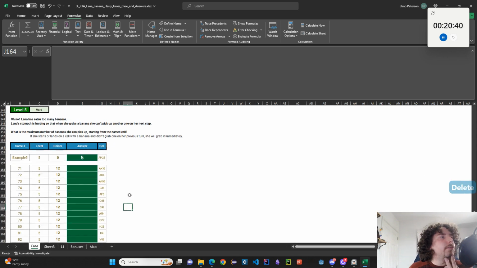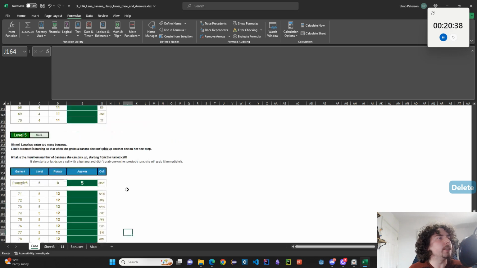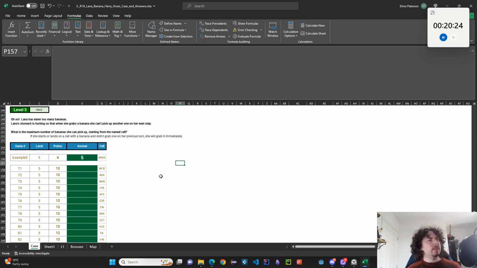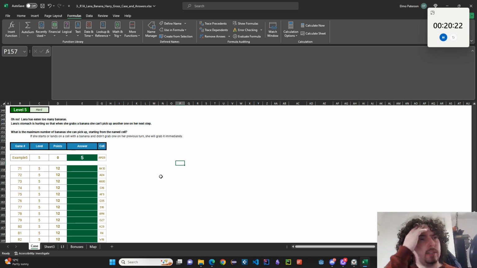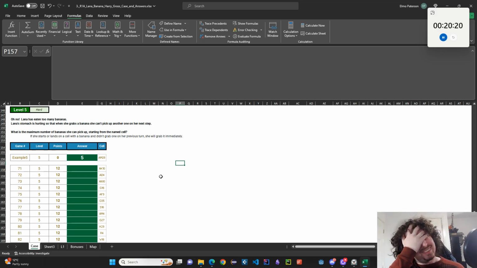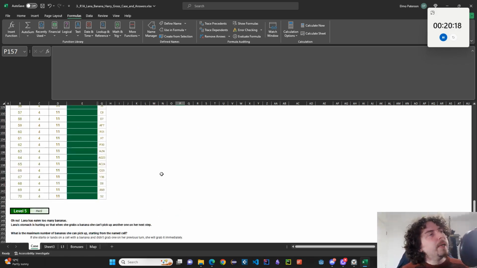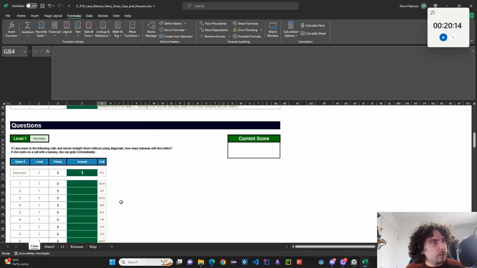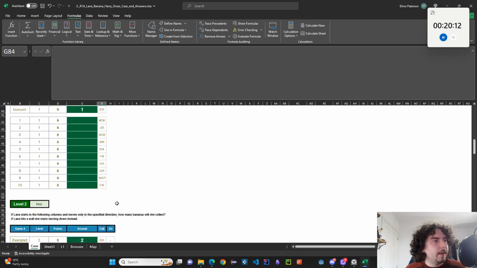And level 5, she's eaten too many bananas. Yeah, it's because she went through levels 1 to 4. Her stomach's hurting, so when she grabs a banana, she can't pick it up on her next step. What's the maximum number of bananas she can pick up? If she starts or lands on a cell of a banana and didn't grab one on her previous turn, she'll grab it immediately. That hurts my brain. Oh, the gap between level 2 and level 3 is really hard. It's all going to come down to these bonuses, I think.